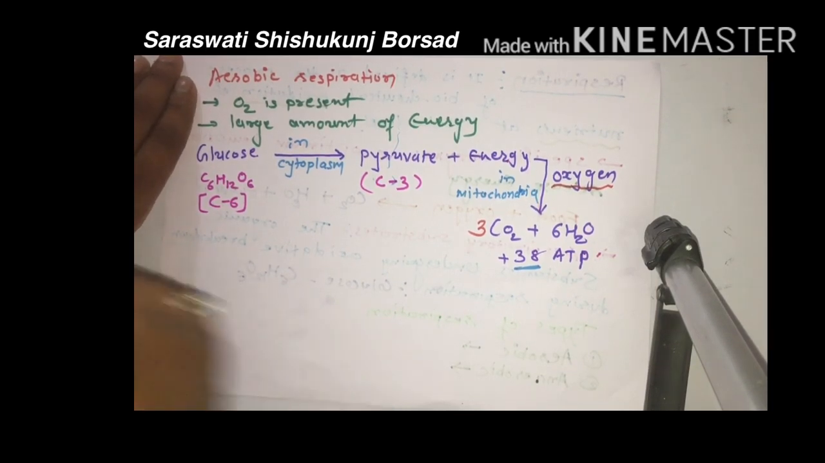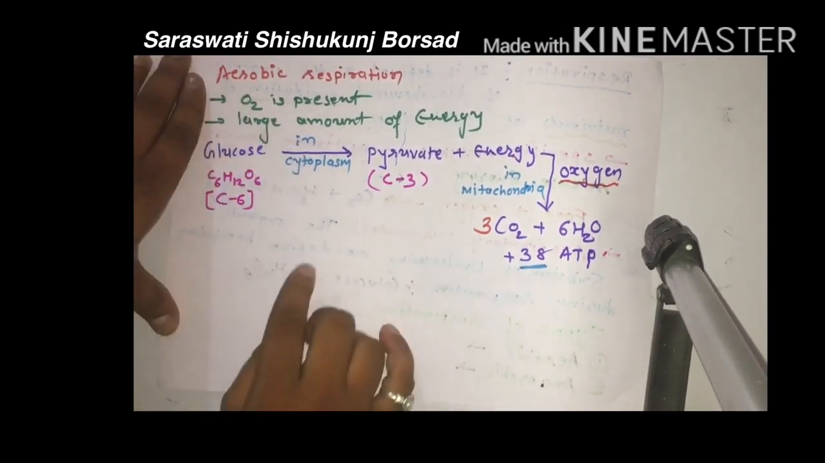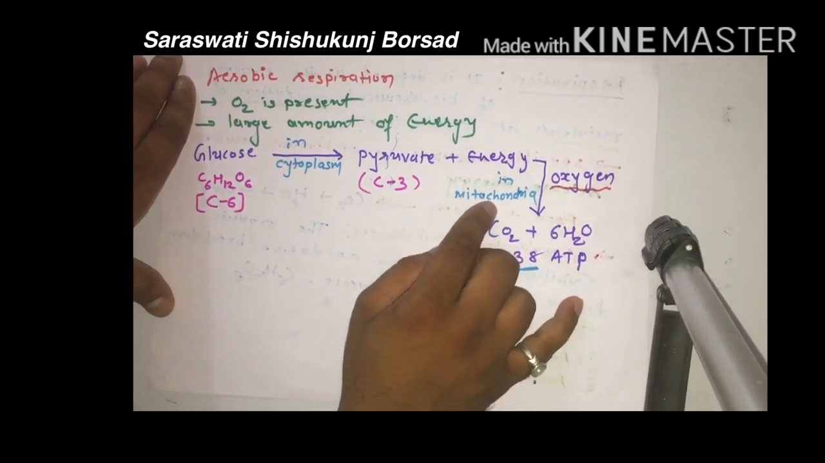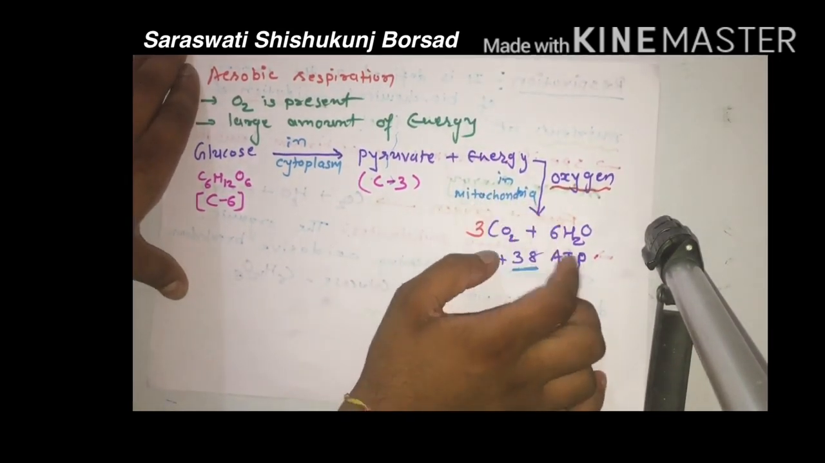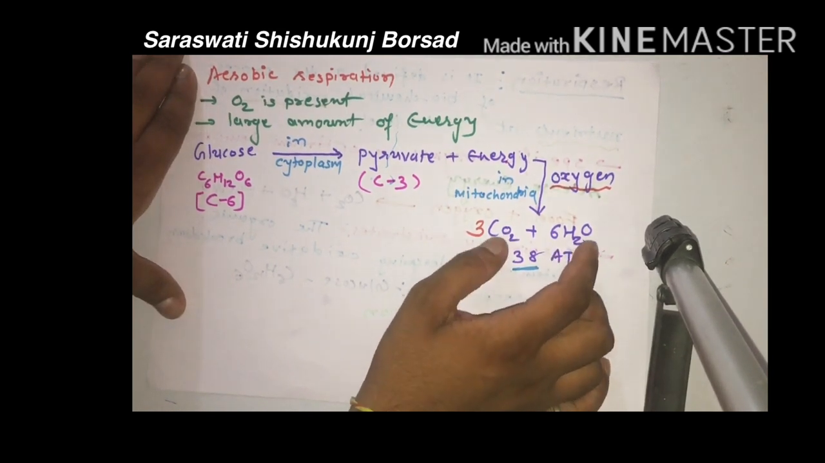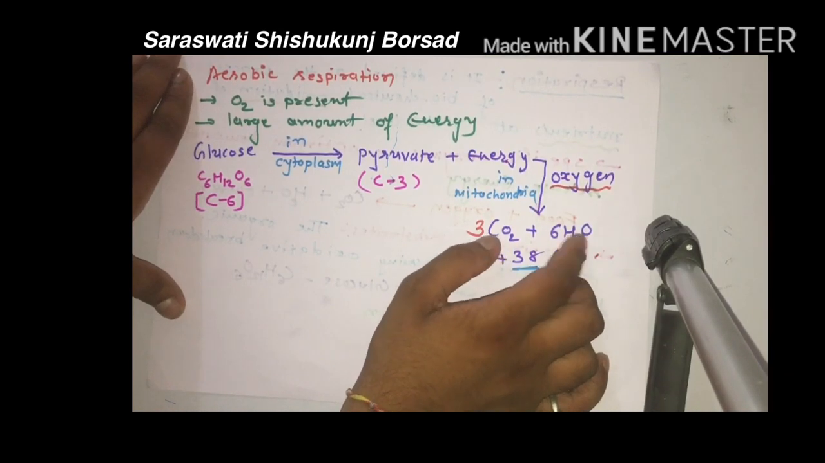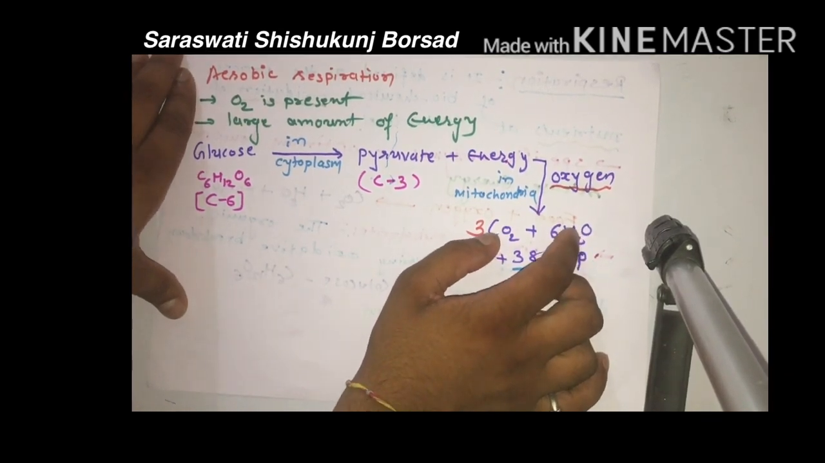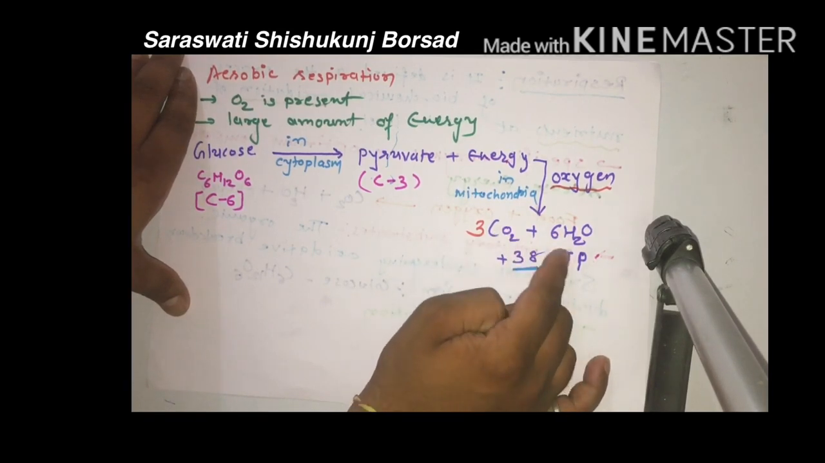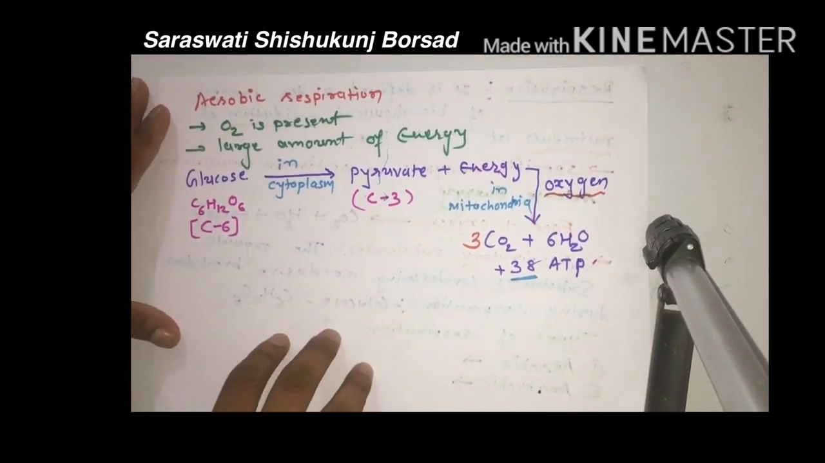Okay, see here during this process, the process will start in cytoplasm and continue into mitochondria. Water and carbon dioxide are produced as the waste product, right? So here we can say carbon dioxide and water will be present as our waste product. And during that, energy is released. The release of energy is too much in aerobic respiration.